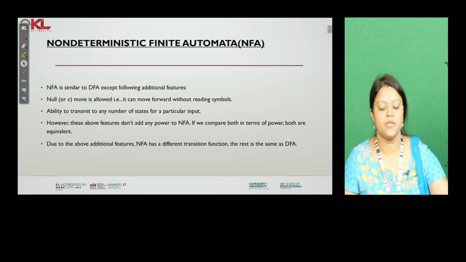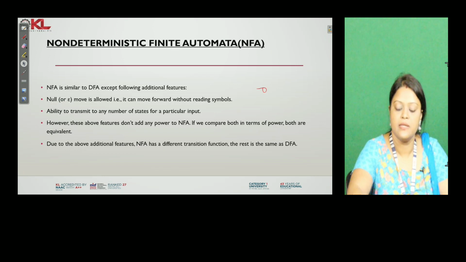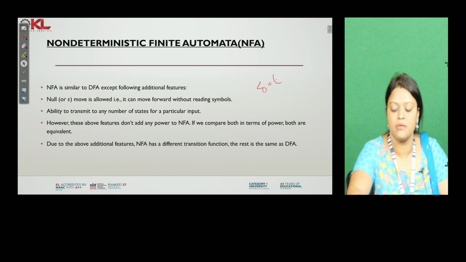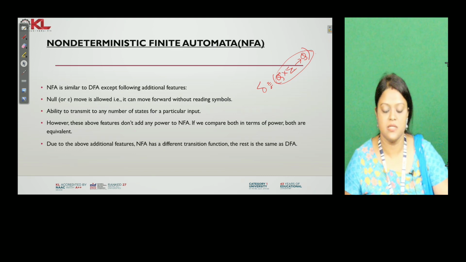Now coming to non-deterministic, till now we have seen all the deterministic examples, where delta is defined as Q cross Sigma goes to Q. That is, whenever we give an input to a state, it should go to another state, and it is mandatory that for all the inputs we have to give the transitions. That's why it is deterministic.